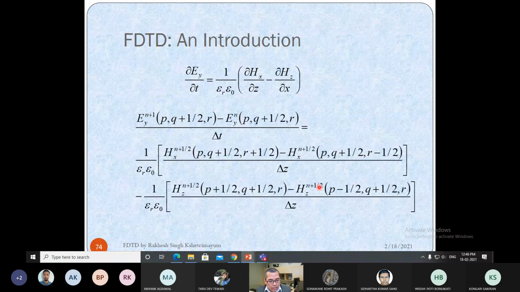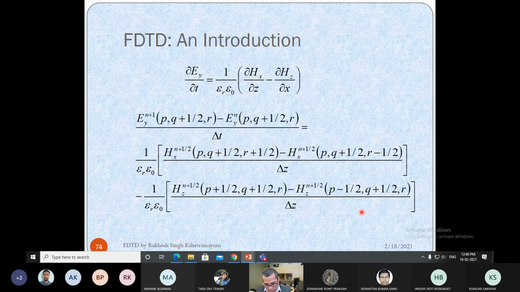Similarly, Hz is also at n plus half, n plus half. Hz is in the face of the cube in the xy plane, so x and y will be half integer grids, z will be integer grids. So r is the corresponding variable for z, but x and y will be half integer grids, p plus half, q plus half, partial derivative with respect to x. So this will be delta x here. There is a typo here: p plus half, q plus half, p minus half, q plus half.